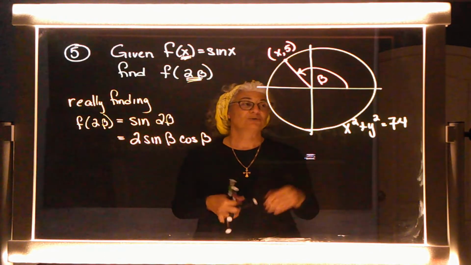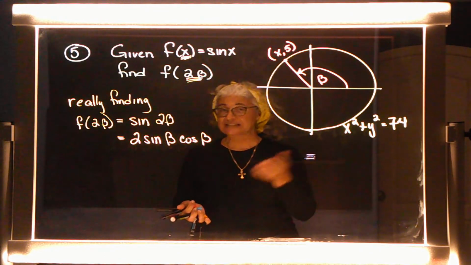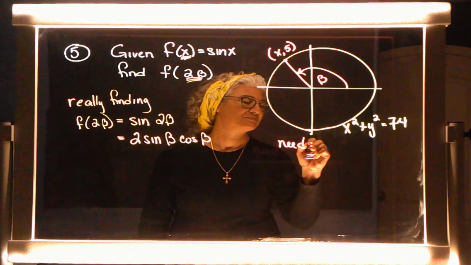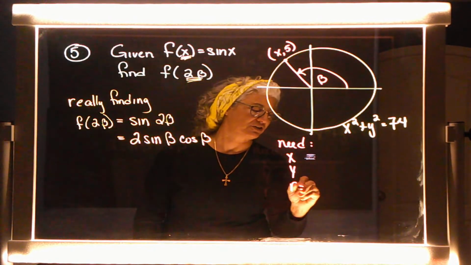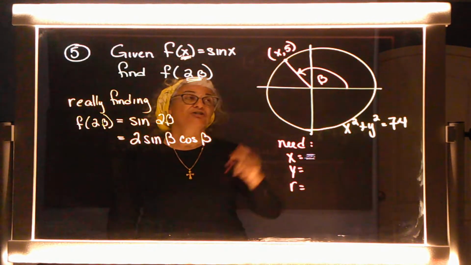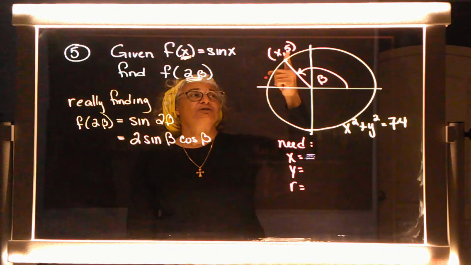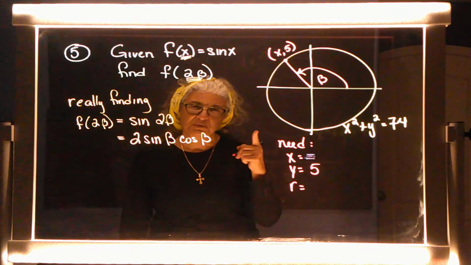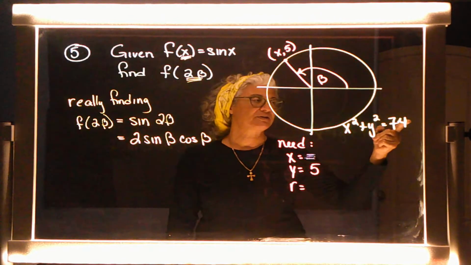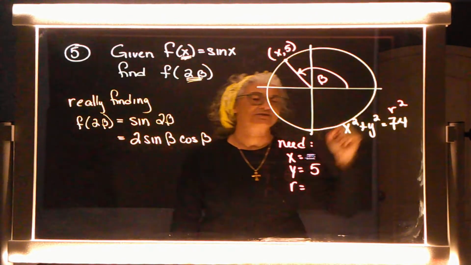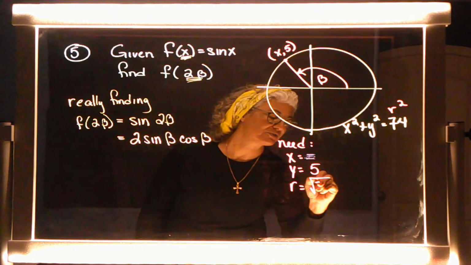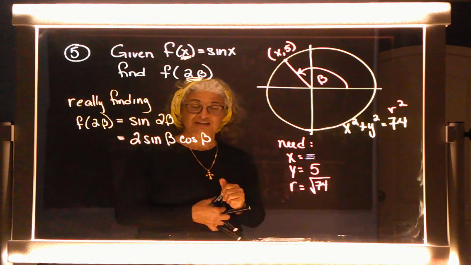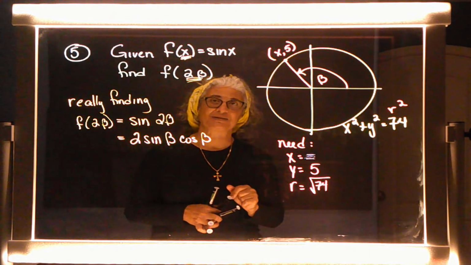Woohoo! Well, since I'm on a circle, to find sine and cosine, we need x, y, and r, don't we? Do you know x? Nope. Do you know y? Yep, you know it's 5. Do you know r? Remember what we said? x squared plus y squared equals, yeah, this is r squared, isn't it? Which means r is equal to the square root of 74. That was nice of them. They actually gave me r. They hid it, but they gave it to me, didn't they?